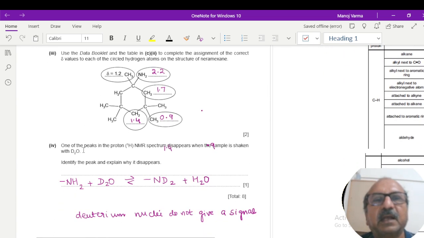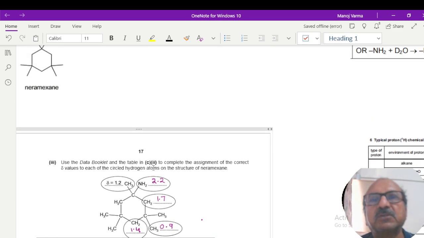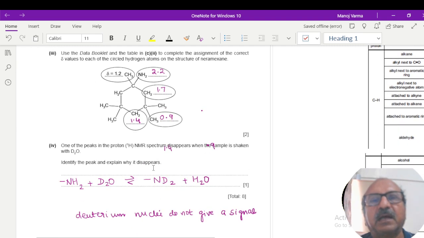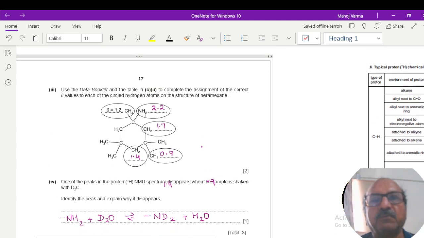And then finally, one of the peaks in the proton NMR spectrum disappears when the sample is shaken with D2O. Identify the peak. You would be aware that the protons which are attached to nitrogen or oxygen, when the substance is dissolved in D2O, undergo an exchange between the protons and the deuterons, as shown over here. Because deuteron nuclei do not give a signal, the peak disappears. So the peak that disappears is obviously the peak due to the NH2 signal.